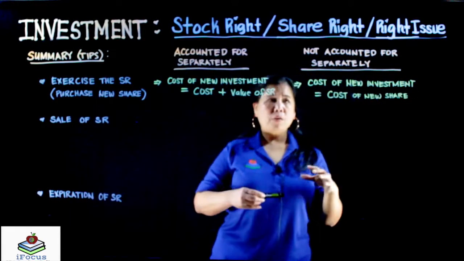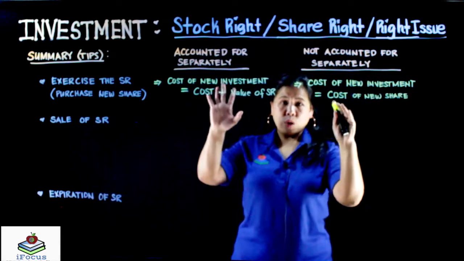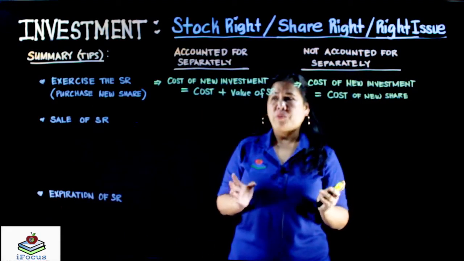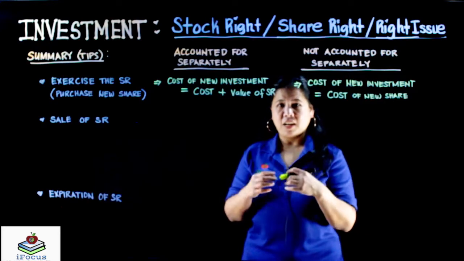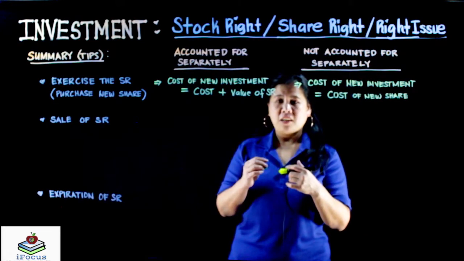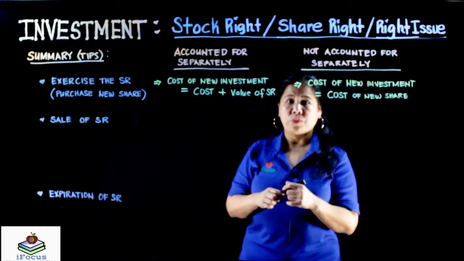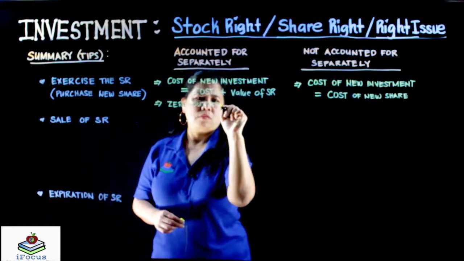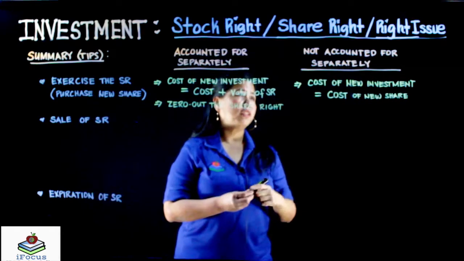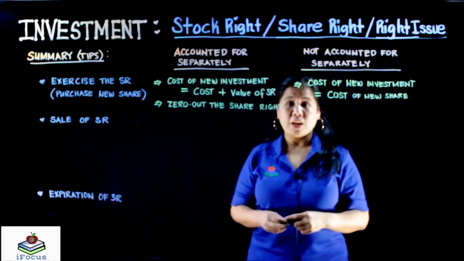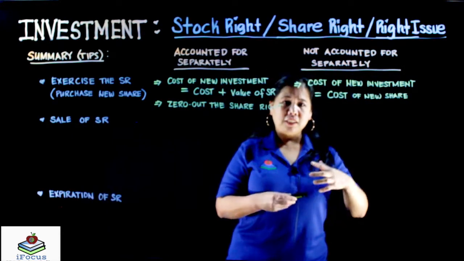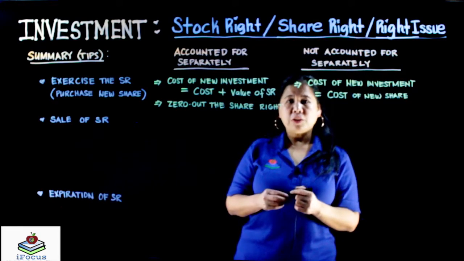Alright, so yan ang pagkakaiba ng dalawang way ng pag-account ng share rights. Dahil in-exercise na ni investor ang kanyang share rights, isi-zero out na natin itong ating share rights. Dito naman sa not accounted for separately, wala tayong i-zero out kasi hindi natin sineparate ang value ng share rights sa investment.